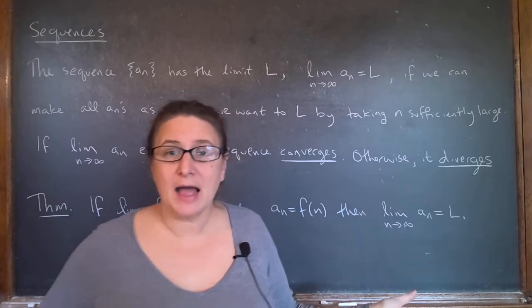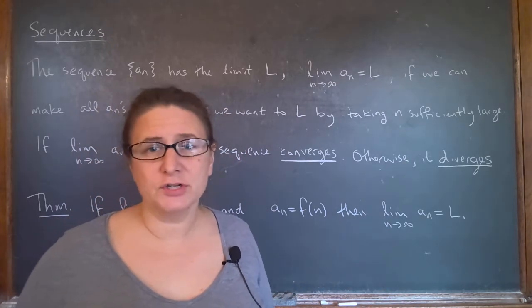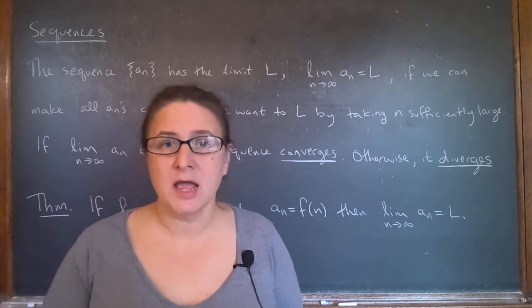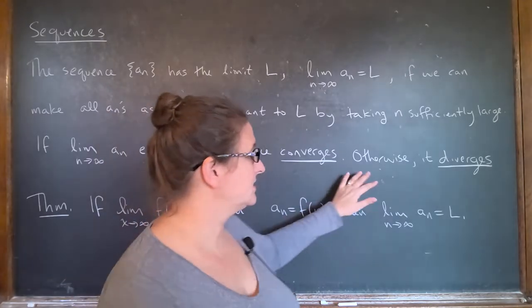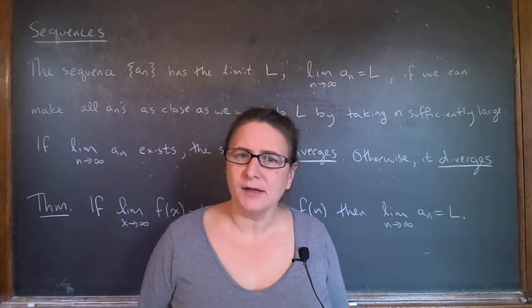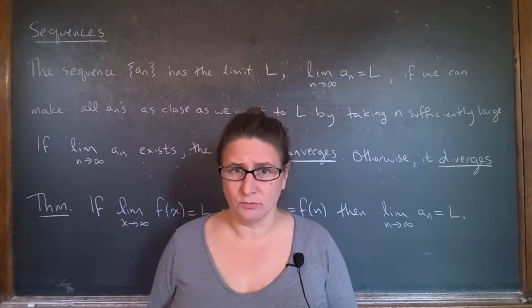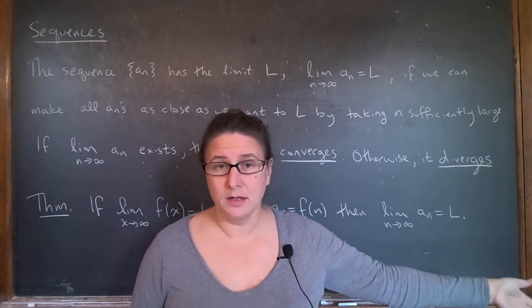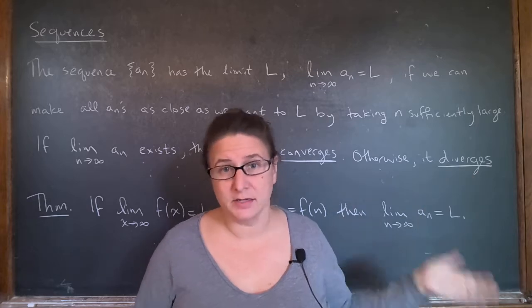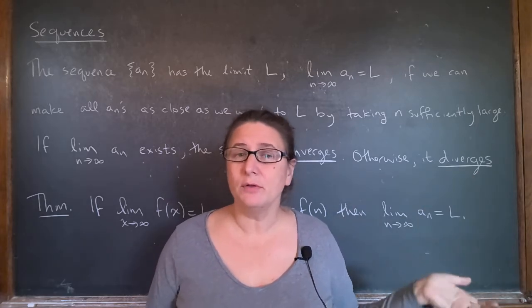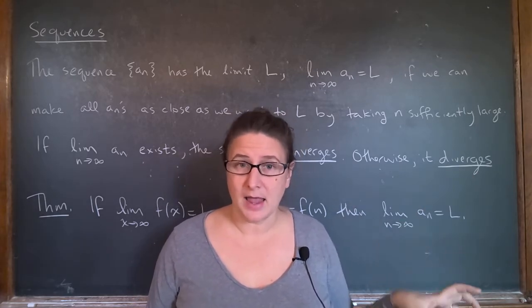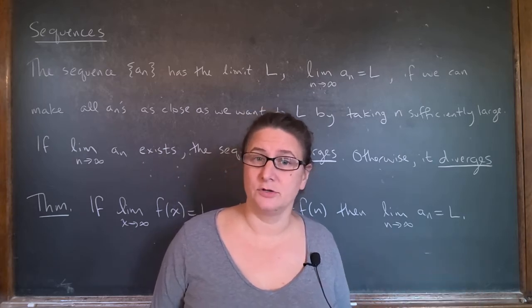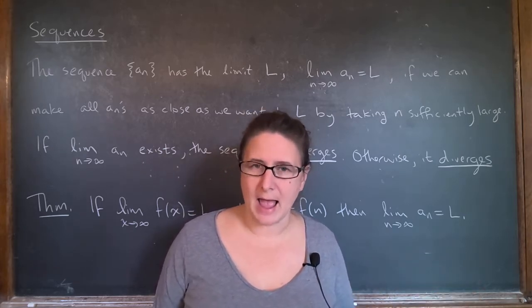And if that happens, we say the sequence converges, just like a regular limit in x, and otherwise we say the sequence diverges. If you think about this, it isn't radically different from thinking about the limit of f of x as x goes to infinity. The only difference is that we've got an integer n instead of a real number x.